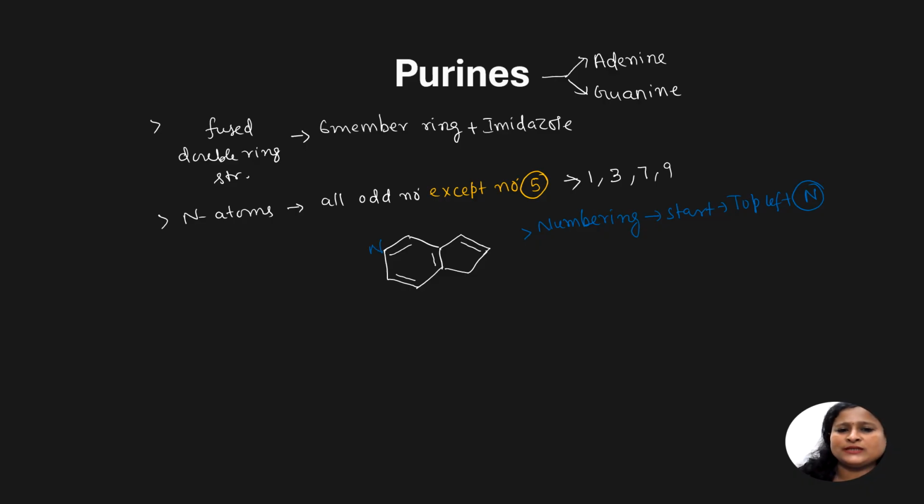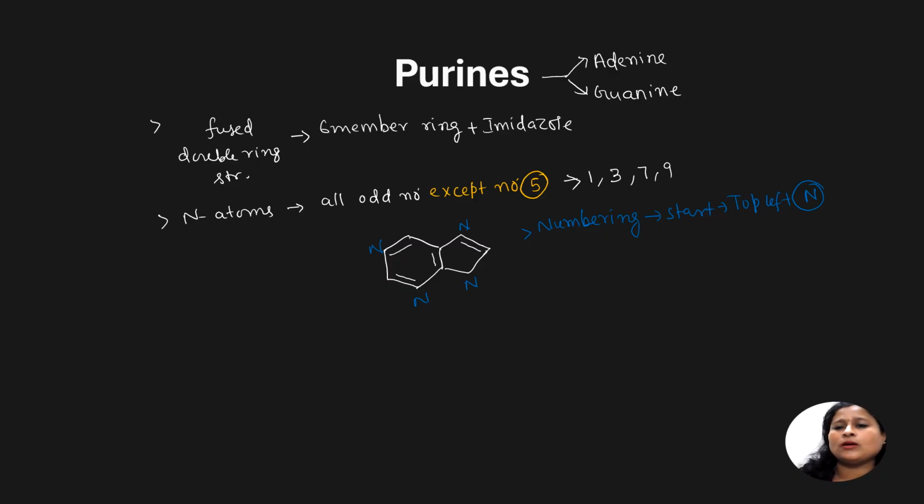Put 1 nitrogen. 2 we don't have. 3 we have. 4 we don't have. 5 is the odd position in which we don't have the nitrogen atom. Then 6 doesn't have, and this is 7. 8 doesn't have. 9 has. So we put the nitrogen atom.